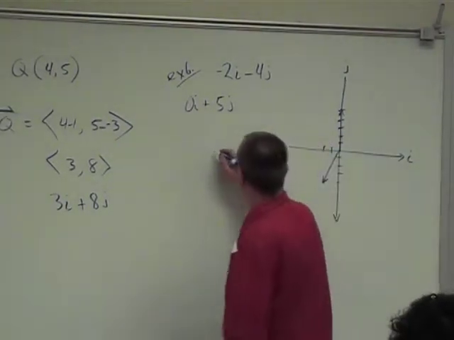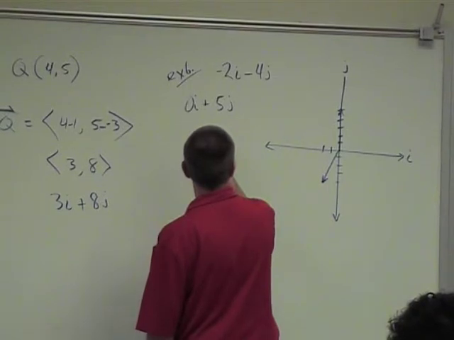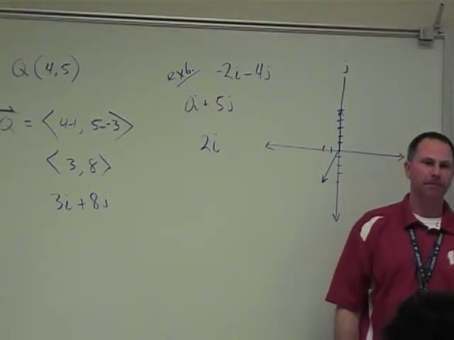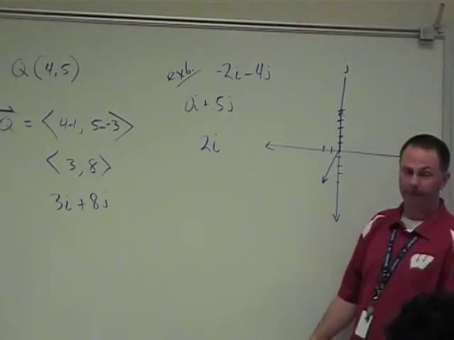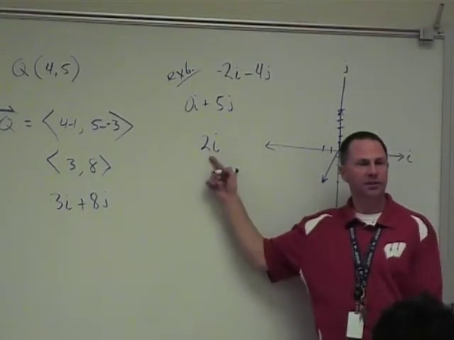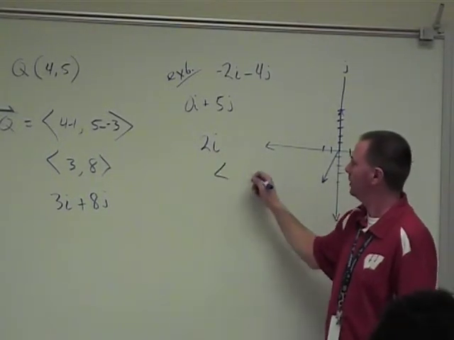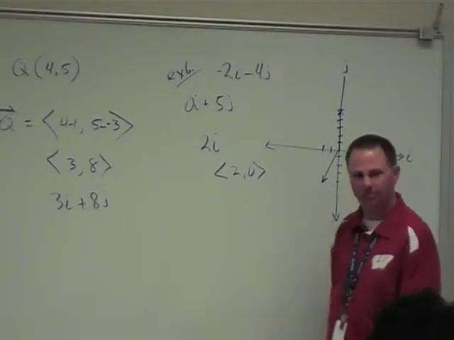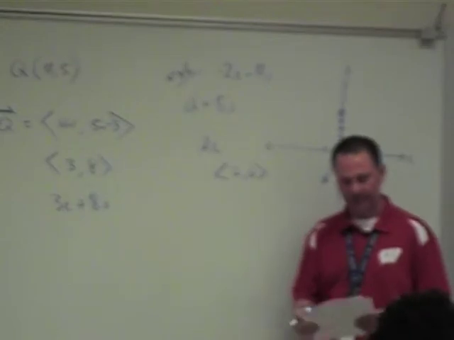Okay, last one. Where do I graph that? And what is the vector? If I asked you to put it in vector form, what is it? 2, 2, 0. Thank you. You guys are brilliant. Amazing.